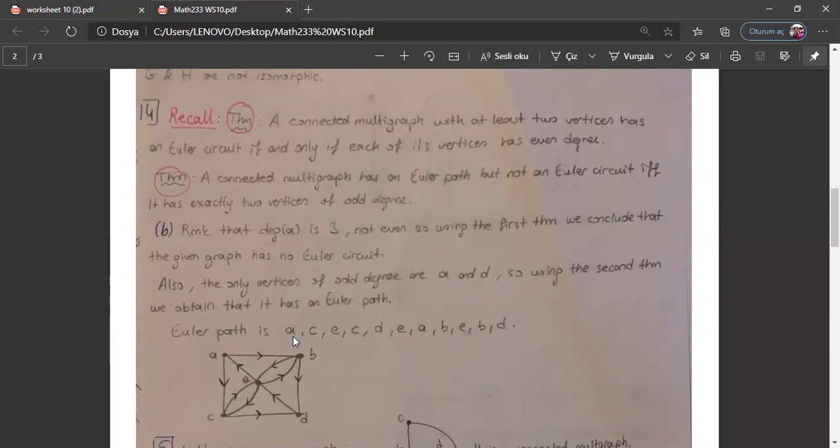So we write it. Here we have the Euler path. A, from A to C, and then E, then C again. You should check by yourself actually to find such paths. And then D, then E, then A, then B, E, B again, and finally D. So we pass through all edges and only once, right? So there is an Euler path, and it is this.